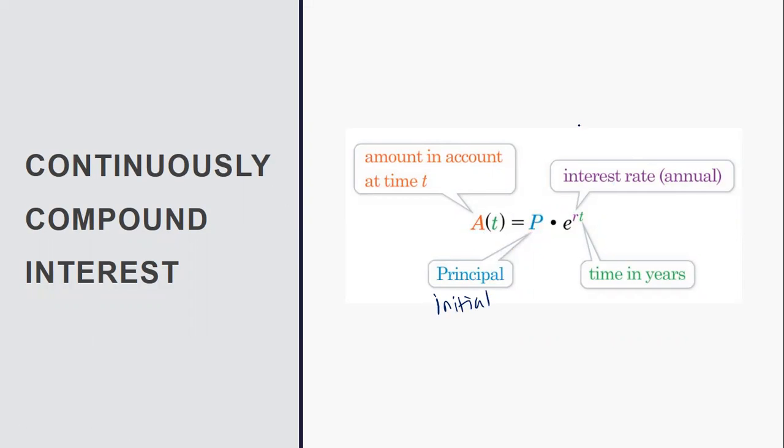And then your interest rate, remember, it starts off as a percent, but you have to convert it to a decimal. And then time in years. How long is it in there in terms of years? The key thing is in terms of years. So if it gives it to you in months, then you have to convert to what that means in years. If I said 6 months, then you would say half a year. Does that make sense? If I said 3 months, then you would say a quarter of a year. So this is our formula for compound interest.